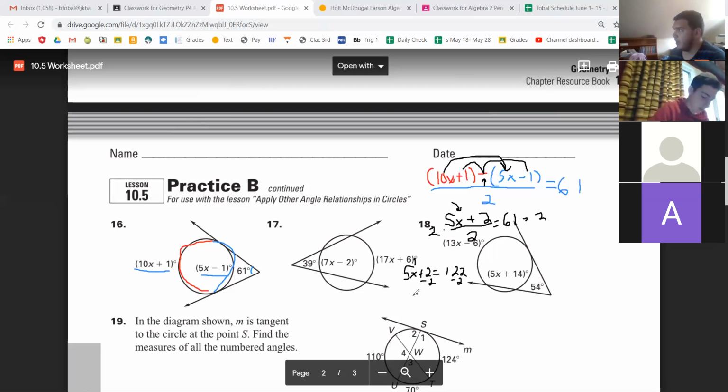No, it should not be. No, it's minus 2. I made a mistake. There you go. So 120. You're going to divide by 5 on both sides. 24. Thank you, my man.